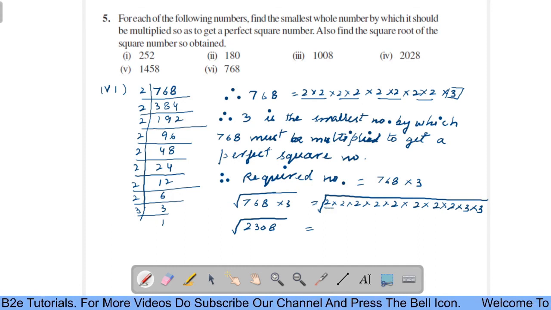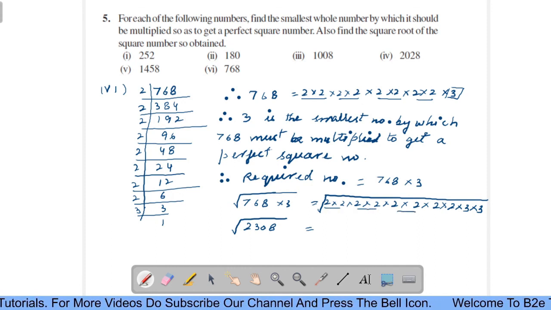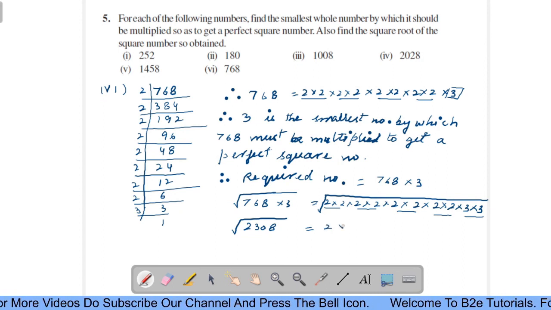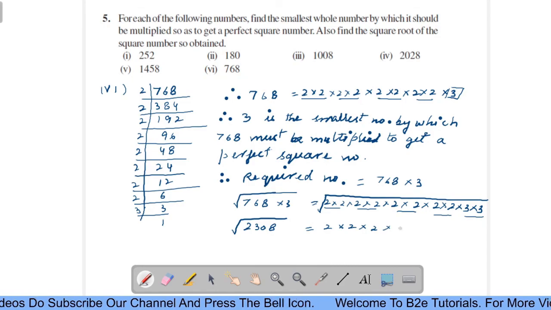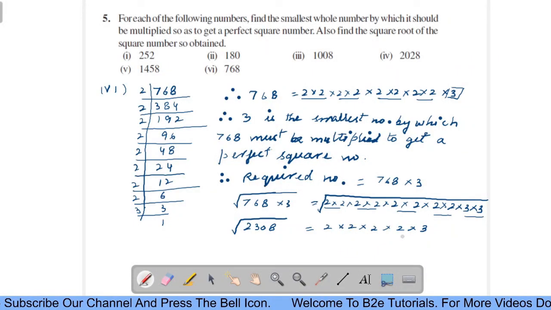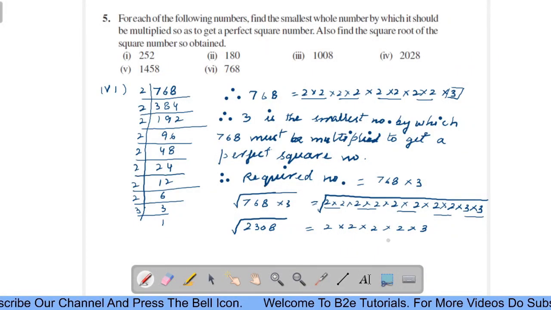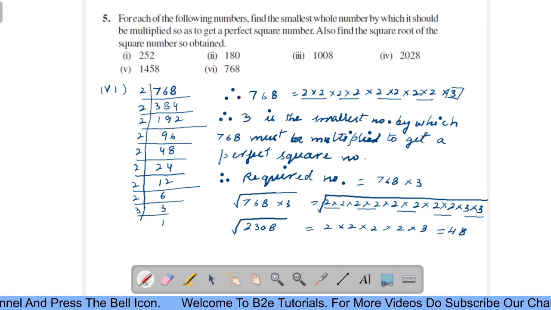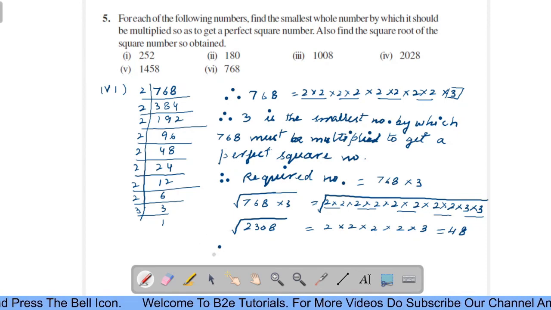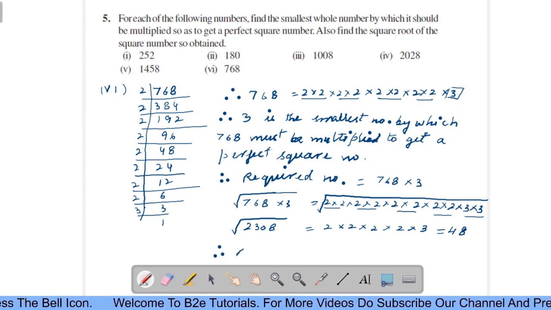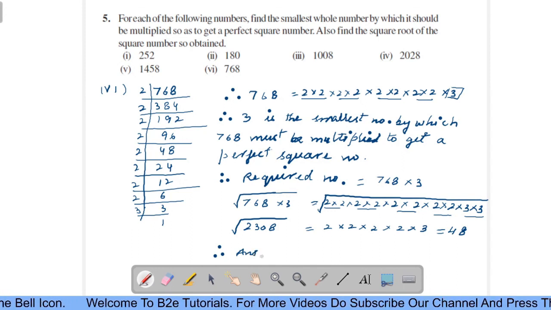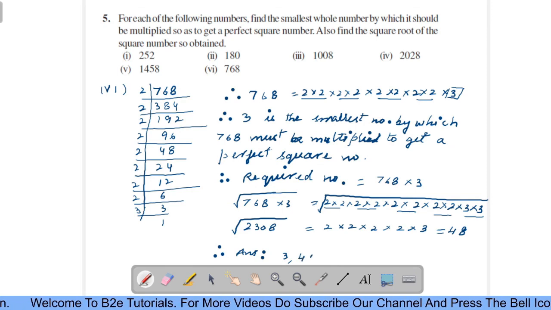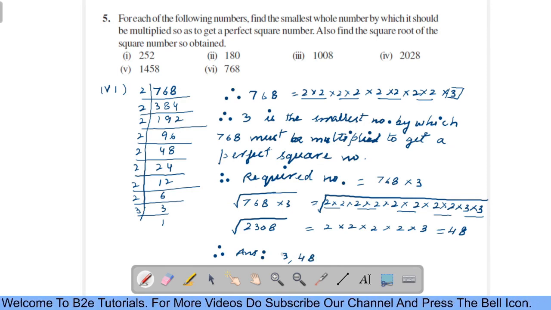Here make pairs of 2 and take one number from each pair and multiply it. It is 2 to the 4 to the 8 to the 16, 3 to 48. Therefore your answer is 3 and 48. Now come to next question.